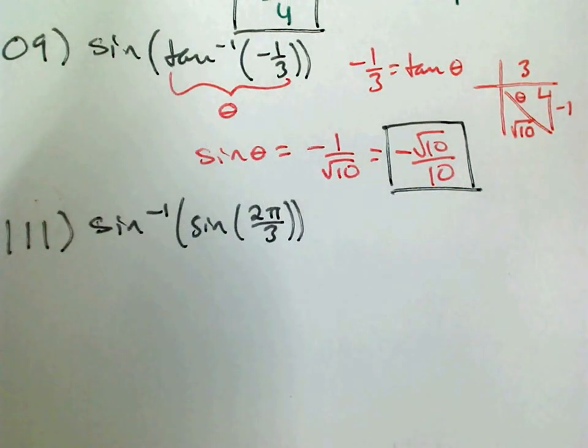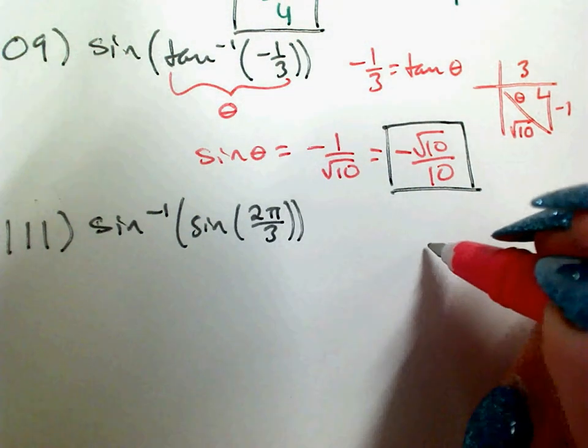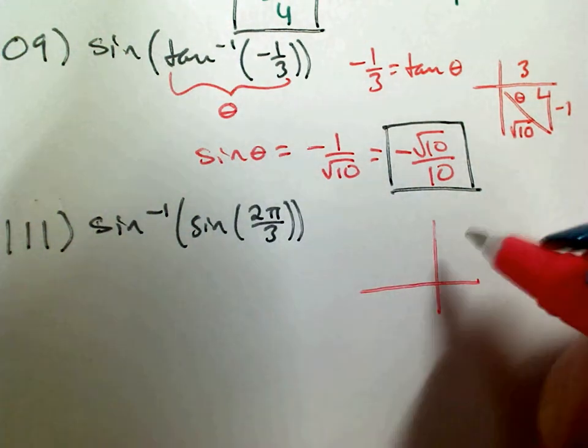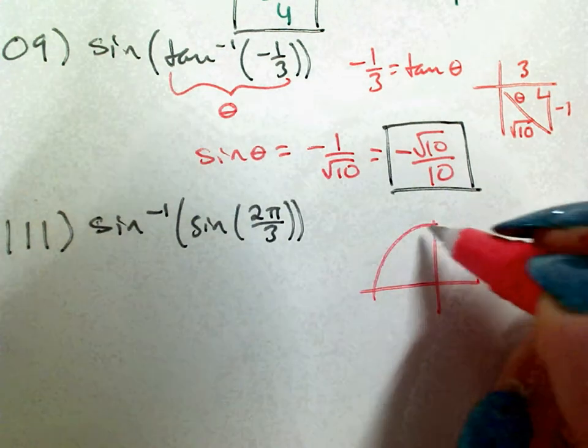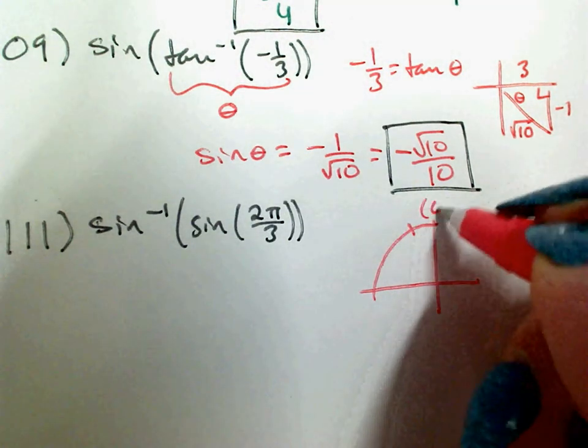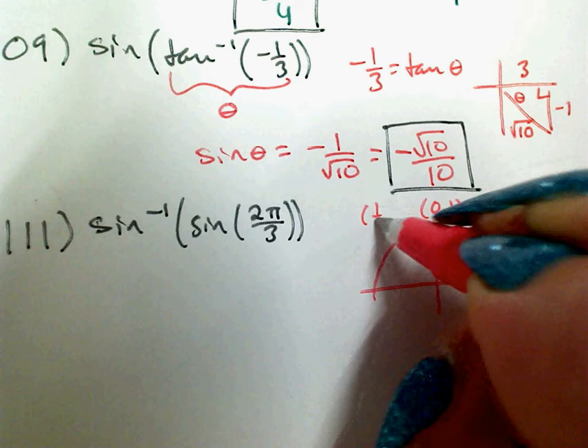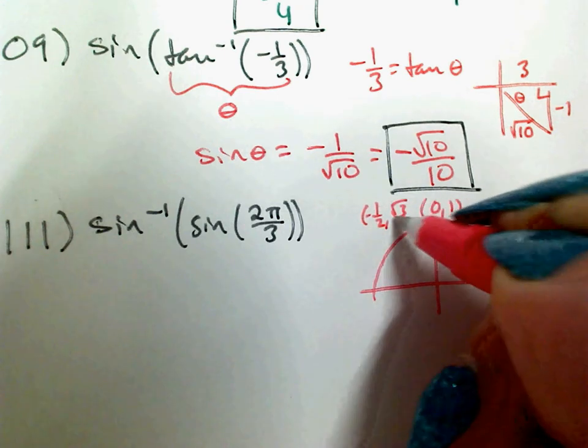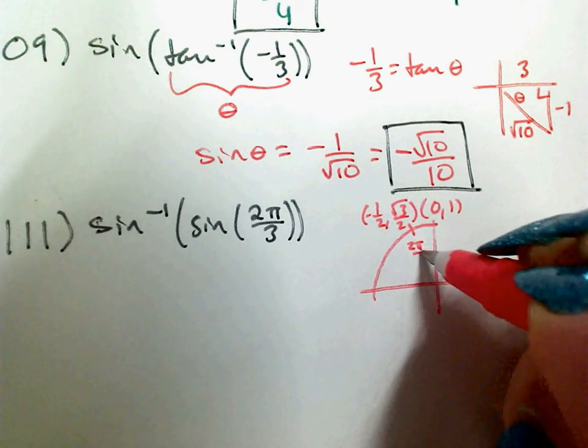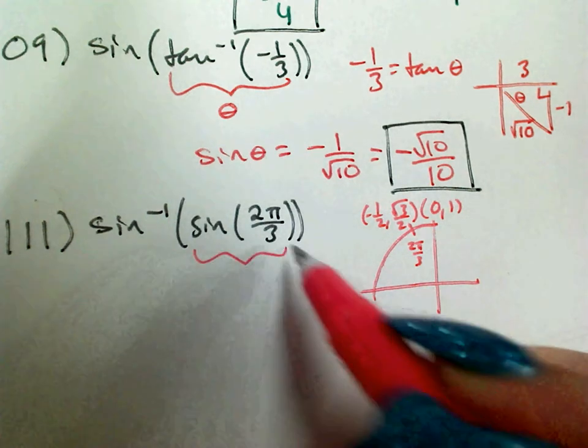So what I do is I think about my unit circle, and I go to 2 pi over 3. So 2 pi over 3 is right here. And I know if this is the coordinate point 0, 1, then this is 1/2, -1/2, and square root of 3 over 2. So 2 pi over 3. So when they ask me what is sine of 2 pi over 3, sine is a y value, that's square root of 3 over 2.